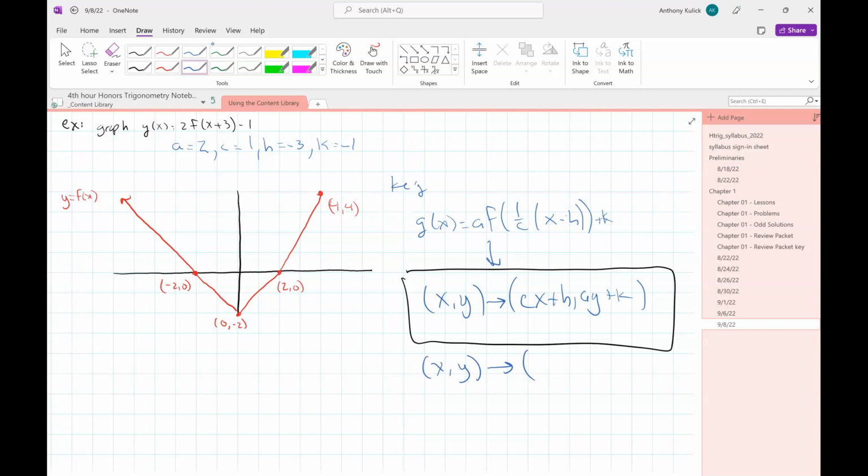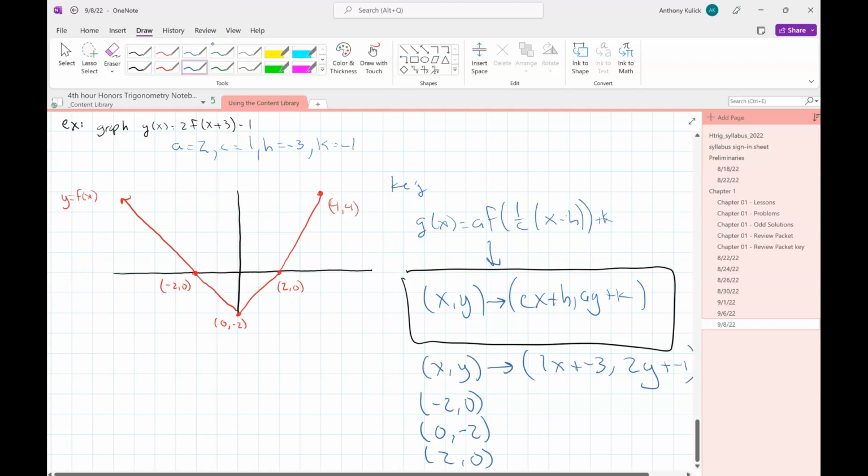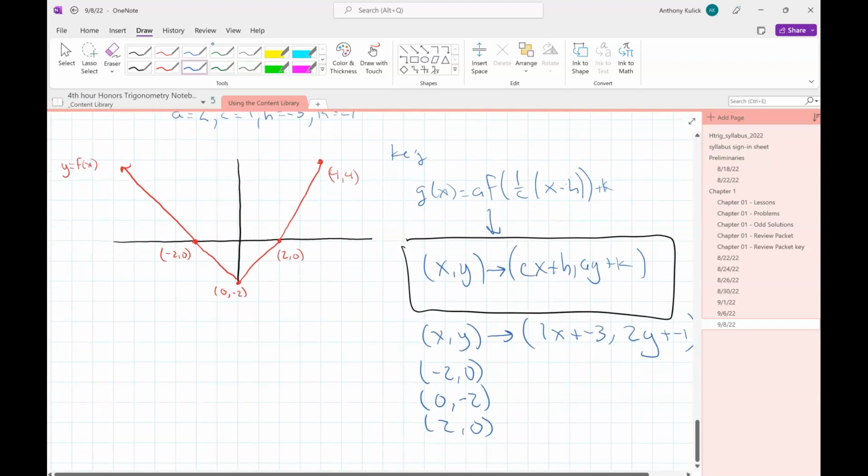So the c in our case was 1. The h in our case was -3. The a in this case was 2. And the k in this case was -1. So I'm just going to apply this transformation to each of the 4 points given in my picture. And then I'll plot my new 4 points and connect them.